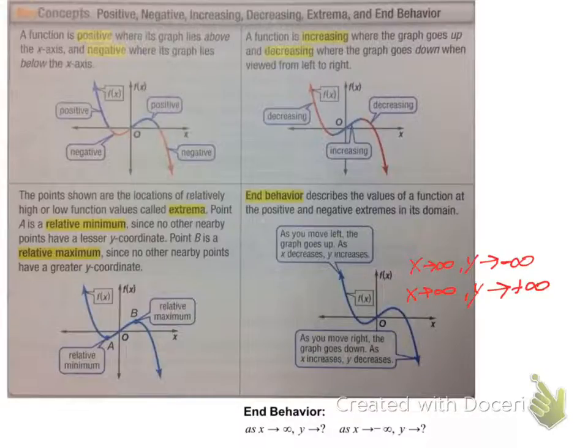I want to see both of those for your graph. That's how you state it. It's basically those little words and those little bubbles. I'm putting it into a statement instead. Okay?